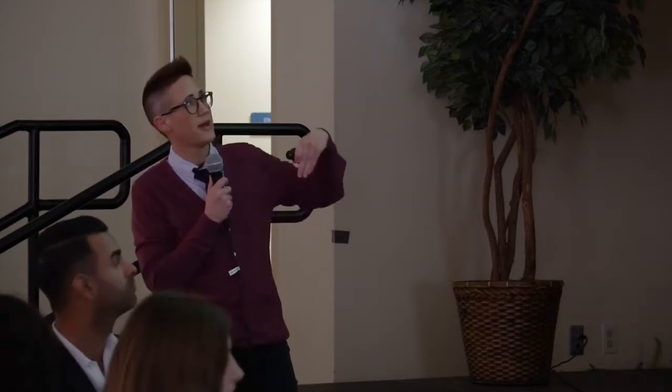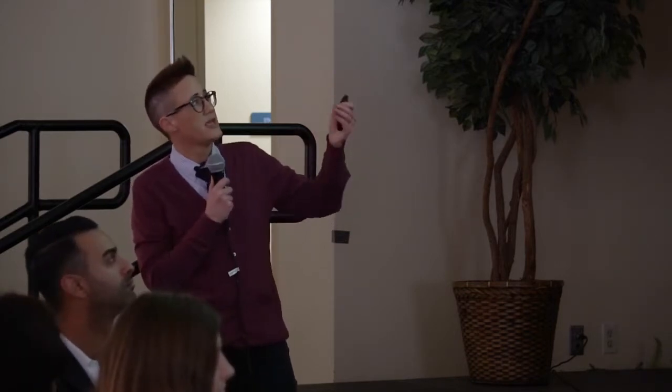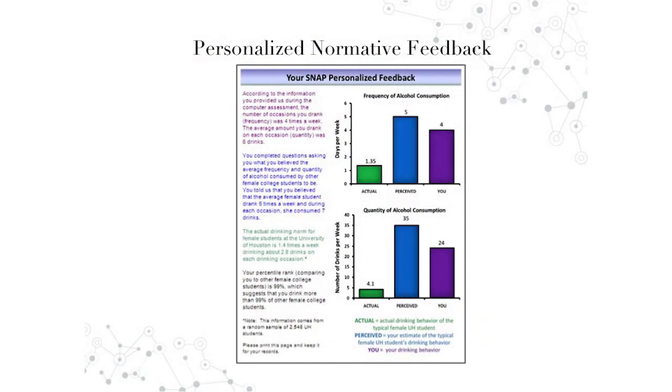Then at the end, the computer program spits back out this feedback that is based typically, and this is what I think is the problem with these interventions, and you can see it's really small, but it says note at the bottom, this information comes from a random sample of 2,548 University of Houston students. So the problem that we found with these interventions is that heavy drinking students are just like, well, only nerds took that survey. They don't believe the statistics, and they think it's stupid, right?